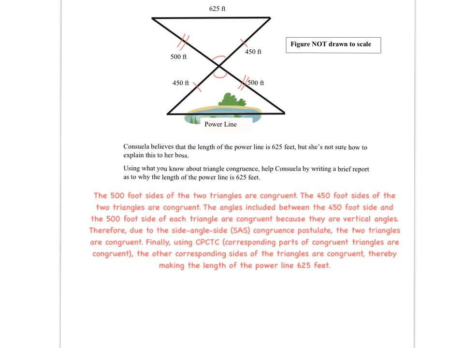So in writing, we can say the 500-foot sides of the two triangles are congruent. The 450-foot sides of the two triangles are congruent. The angles included between the 450-foot side and the 500-foot side of each triangle are congruent because they are vertical angles. Therefore, due to the side-angle-side SAS congruence postulate, the two triangles are congruent. Finally, using CPCTC, corresponding parts of congruent triangles are congruent. The other corresponding sides of the triangles are congruent, thereby making the length of the power line 625 feet.